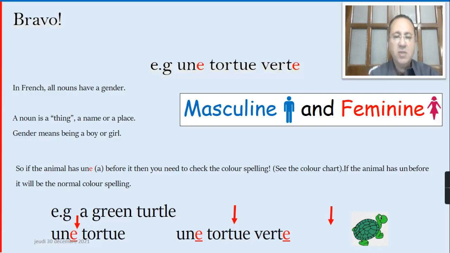If it is masculine, most probably you will not find an E at the end, and the word will start with un, not une, un. And also the color will not have this E at the end.